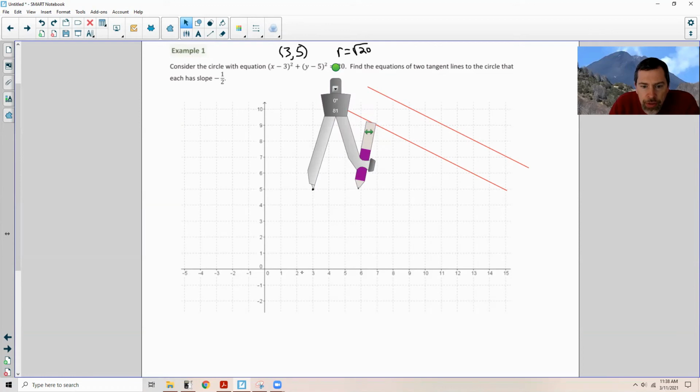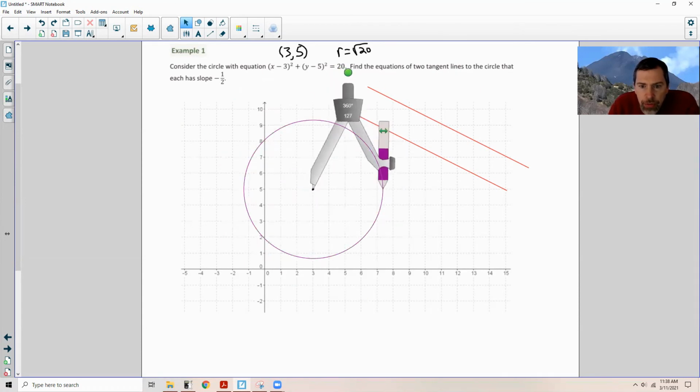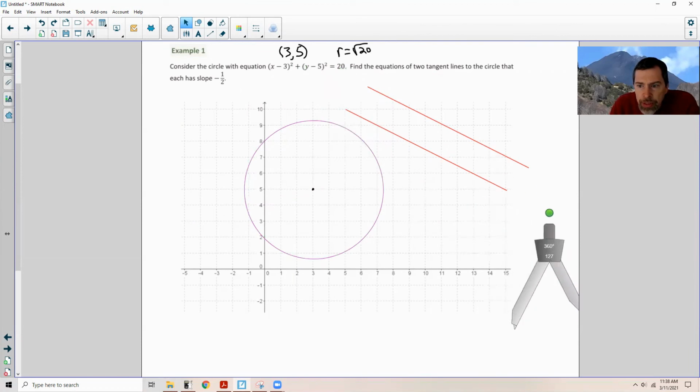So my center was, let me make sure, 3, 5. Yes, 3, 5. And this is a radius of 1, radius of 2, radius of 3, radius of 4, radius of 5. We want 4.5 or just shy of 4.5. So it's somewhere around here. So this is what my circle will look like. Don't draw the circle yet because of what I just recently said. But there's our circle, approximately. Could be a little bit bigger around, or it could be a little smaller.